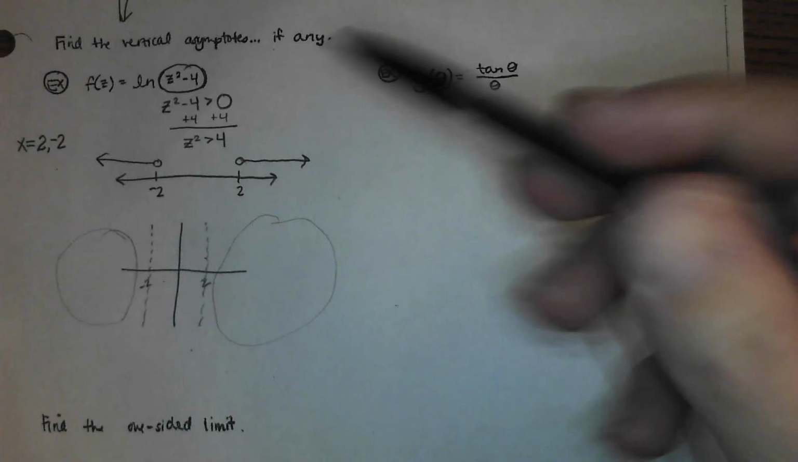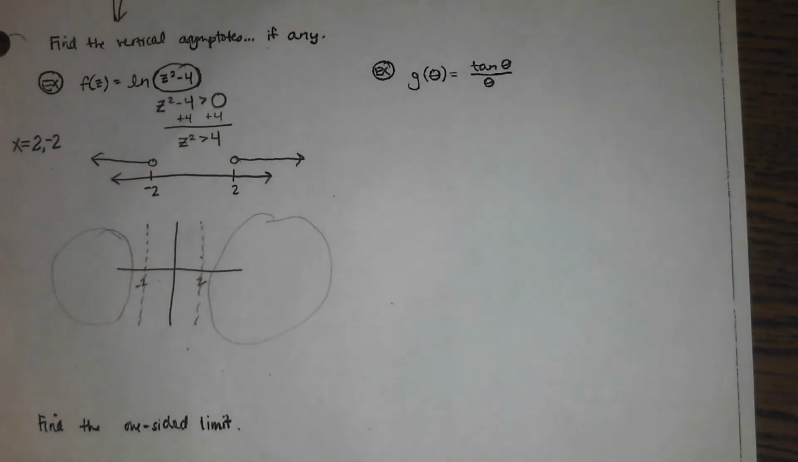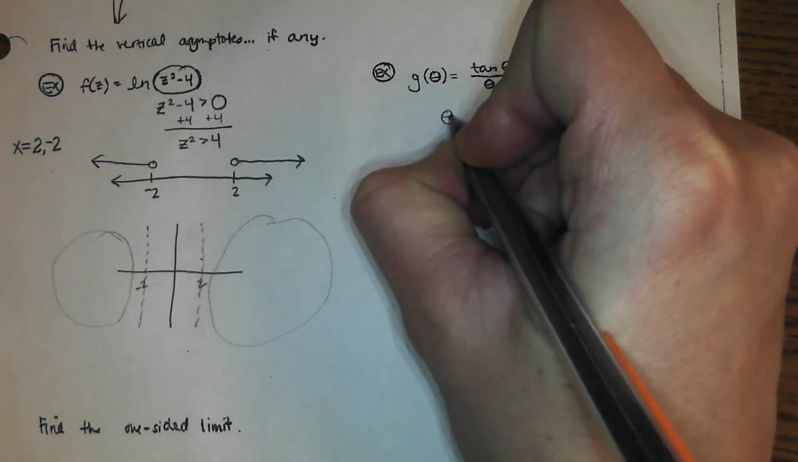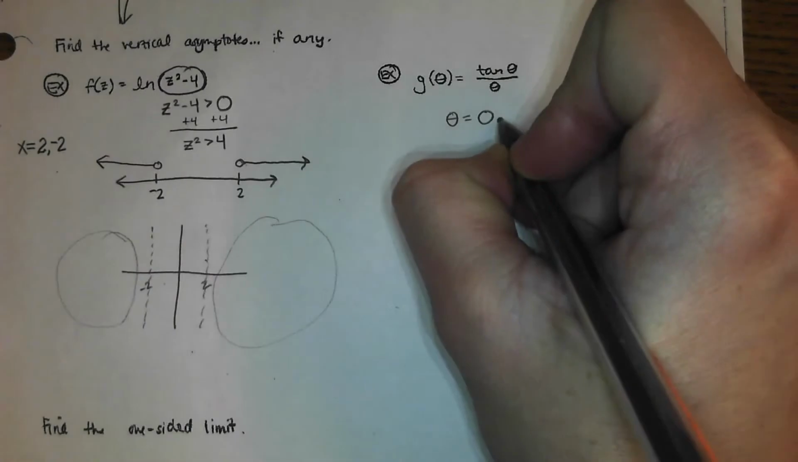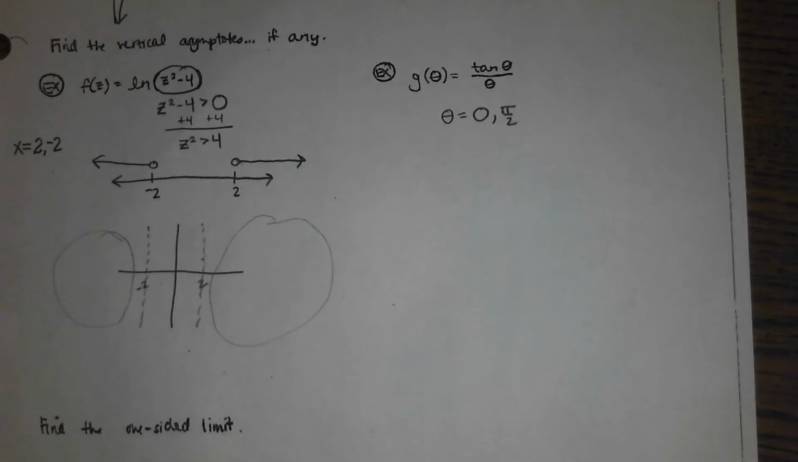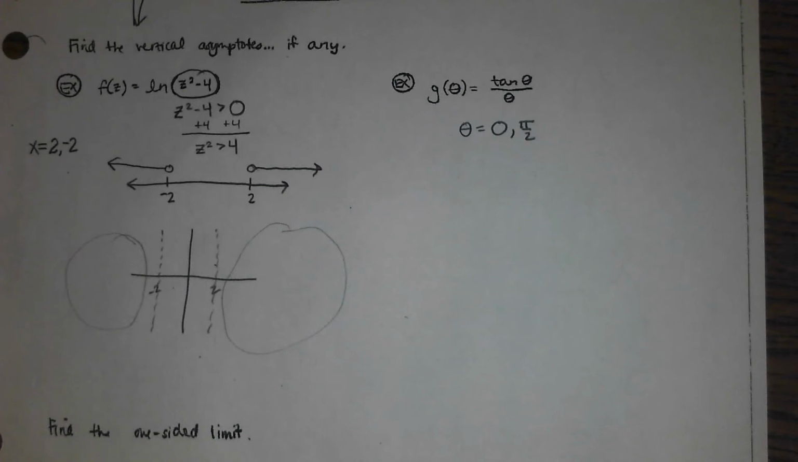Where are their asymptotes here? Give me one place where you think there might be an asymptote. 0, and what makes you say that? Can't be over 0. Sound logic. Where else might we have an asymptote, Olivia? Pi over 2, and what's the logic behind that? Tangent of pi over 2 is undefined.